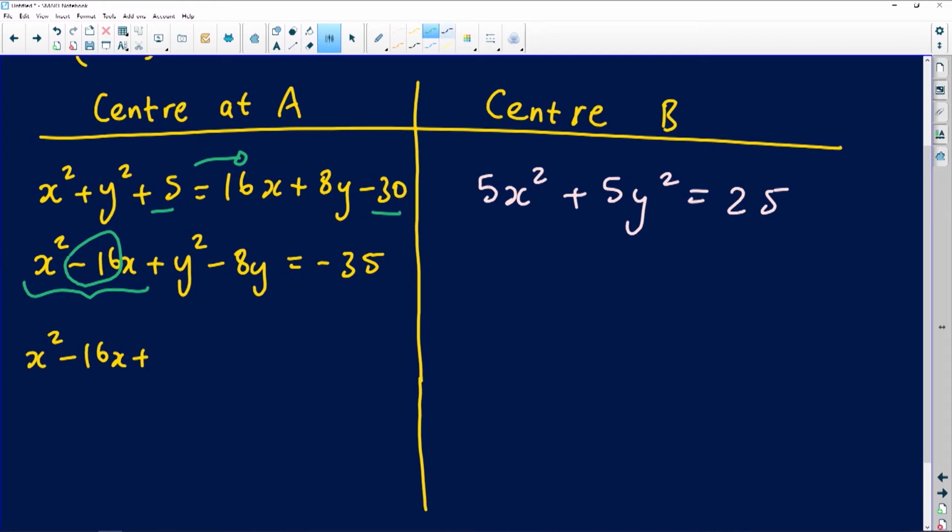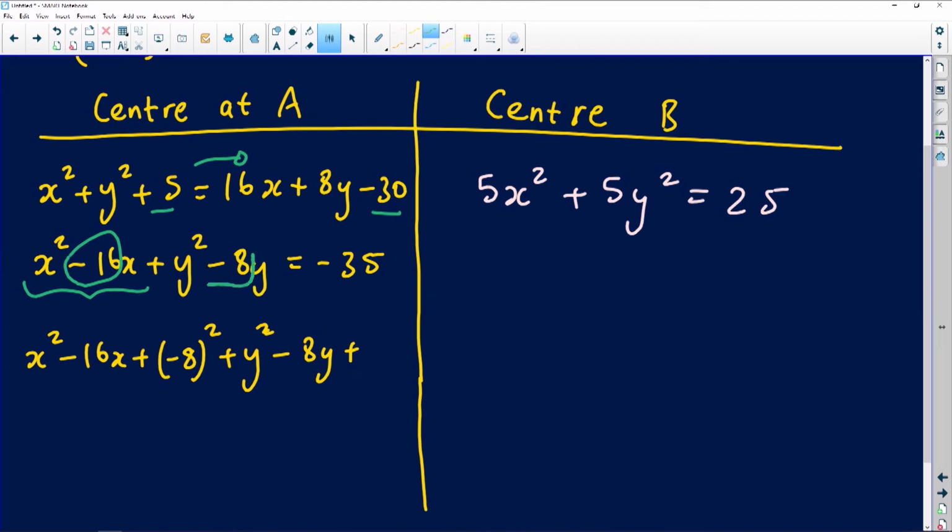So what is half of minus 16? It is minus 8, which I'm going to simply put here and I'm going to square it, right? Plus, the y's are going to experience the same thing. I've got y squared, I've got minus 8y. I'm adding something interesting. What is that? It's going to be half of that number that you see there.